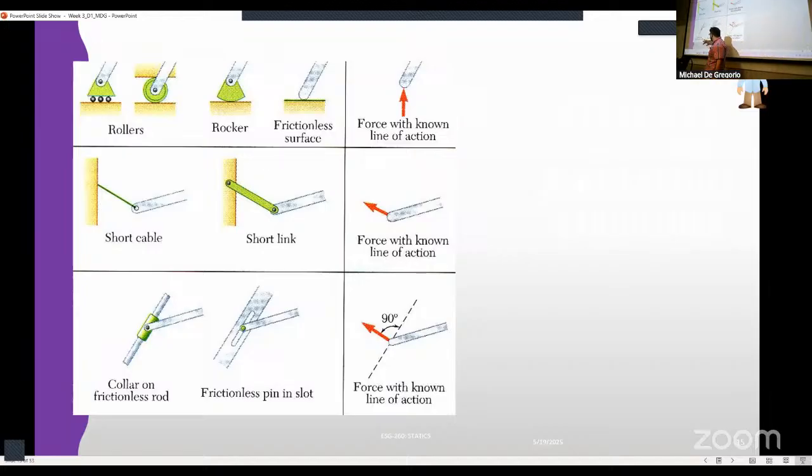If I have a collar on a frictionless rod or a frictionless pin in a slot, this is similar to having a roller, right? Because it's constrained to move in a specific direction. So we will always have force that is in contact. What is this force, right? This is the force between here and the slot, or the force between the bar and the collar, right? Okay, that's the normal force, the contact force between those two, but it is allowed to move along that bar.